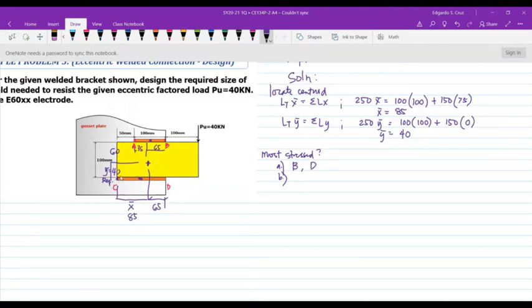We could calculate the actual distance using the Pythagorean theorem, the hypotenuse of the triangle. So the square root of 65 squared plus 60 squared. The distance of B from the centroid is 88.459. So let's check, what about the distance of C from the centroid?